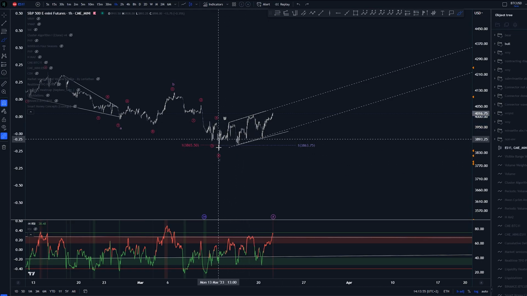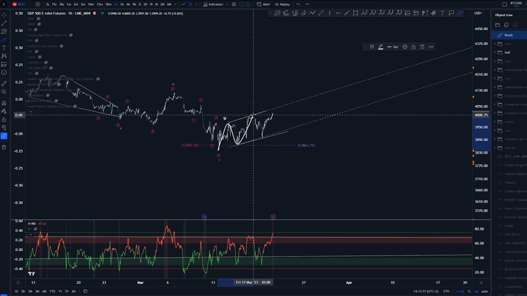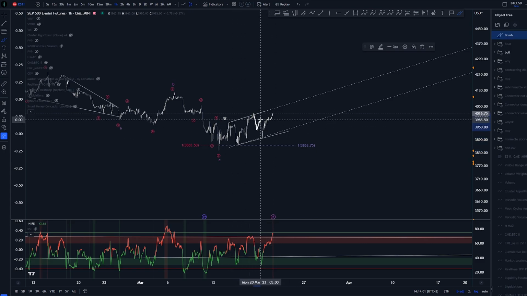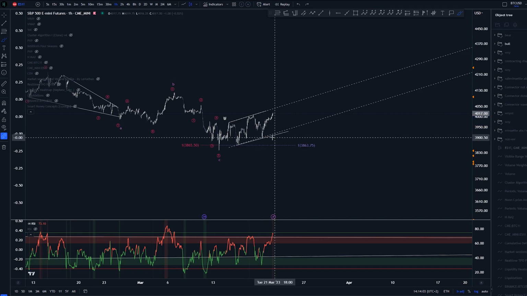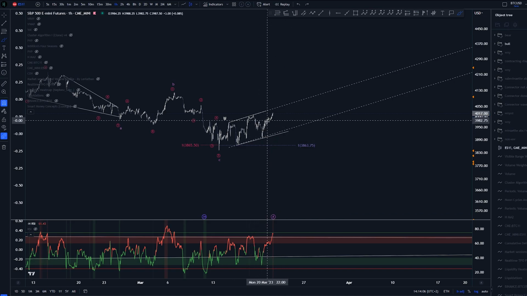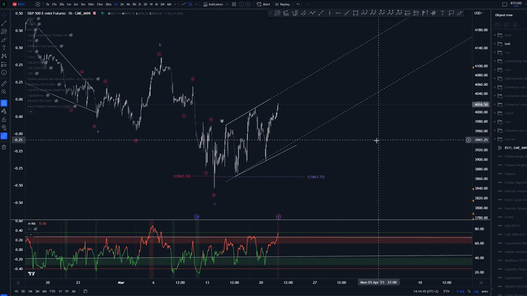Again, we had the possibility of having this as a WXY. Now, however, we have already taken out the tops here, and the structure coming from the highs was in 3 waves. So it does not look like it is wanting to come down. So what options do we have left?